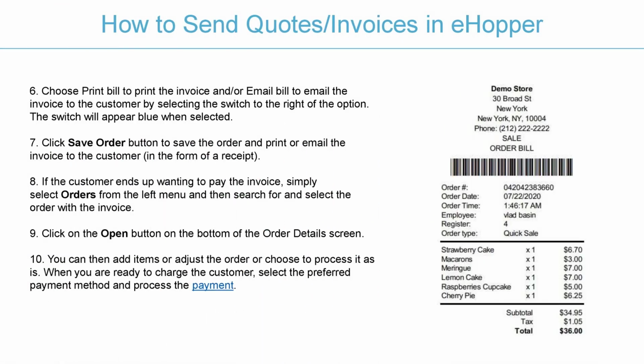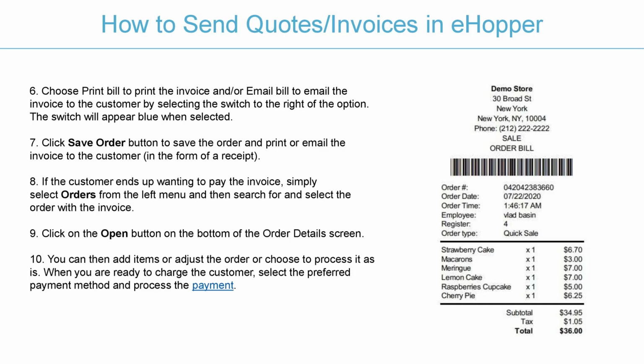6. Choose Print Bill to print the invoice and/or Email Bill to email the invoice to the customer by selecting the switch to the right of the option. The switch will appear blue when selected. 7. Click the Save Order button to save the order and print or email the invoice to the customer in the form of a receipt.